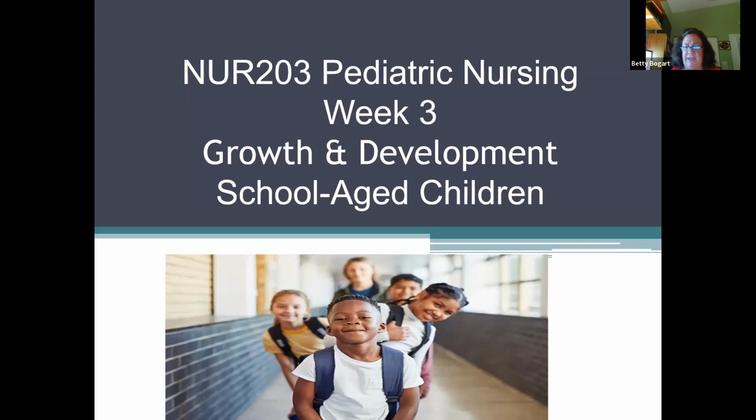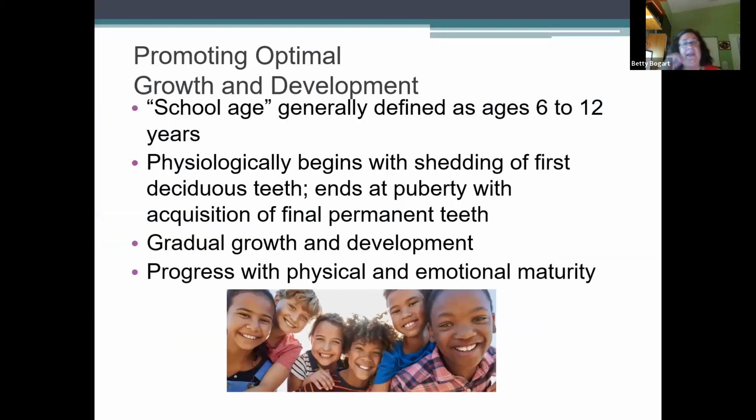So school-age children. School-age children is ages 6 to 12. It's 6 years. It's a broad span of age. It starts with the baby teeth coming out, and it ends with all the final teeth in and the beginning of puberty. Okay, puberty is different for girls than boys.